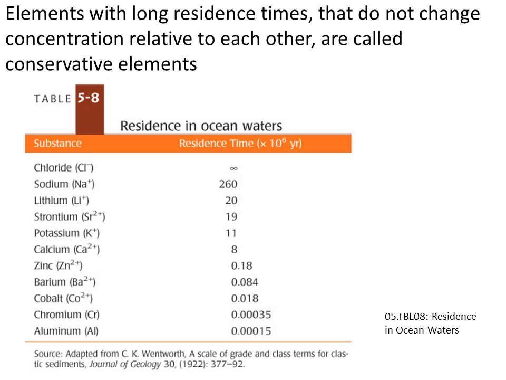Anyway. So the elements with long residence times. If you've got a very long residence time, that means your concentration is very unlikely to change through time, which is why elements like chlorine, sodium, lithium, strontium, potassium are called conservative elements, because their concentrations relative to each other are not going to change by much. The only way you can really change the concentrations of those elements in the ocean is by taking water out of the ocean or adding water.